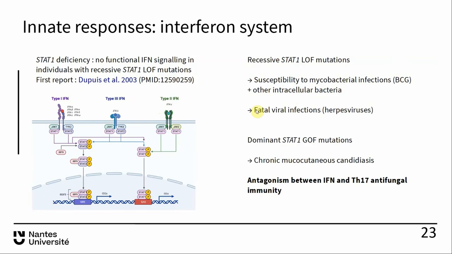Now, there are also gain of function mutations in the human population in STAT1, and people with these mutations suffer from chronic mucocutaneous candidiasis. So that's telling you that there's some antagonism between interferon, antiviral immunity, and Th17 antifungal immunity. If you've got chronic activation in your interferon system, that's going to have a negative impact on your resistance to fungi.